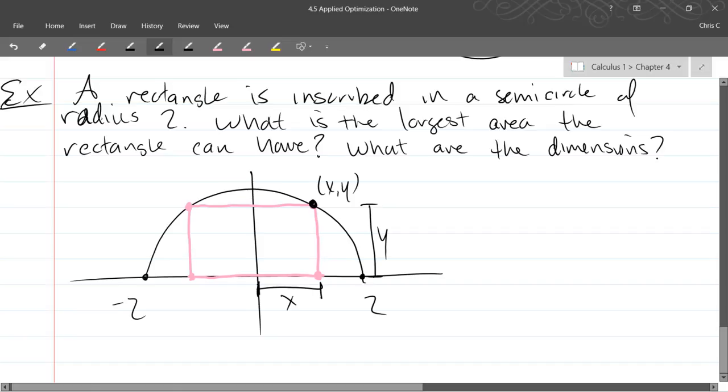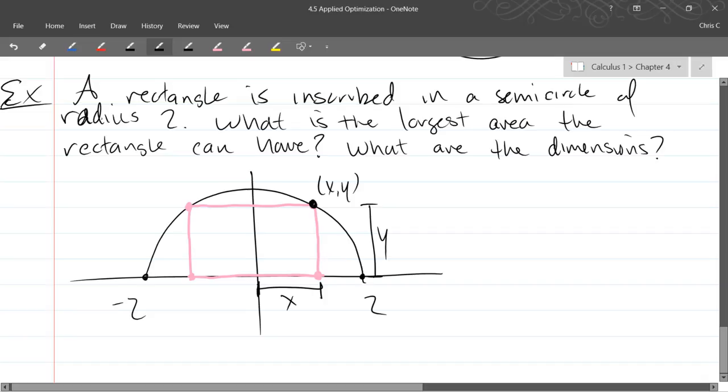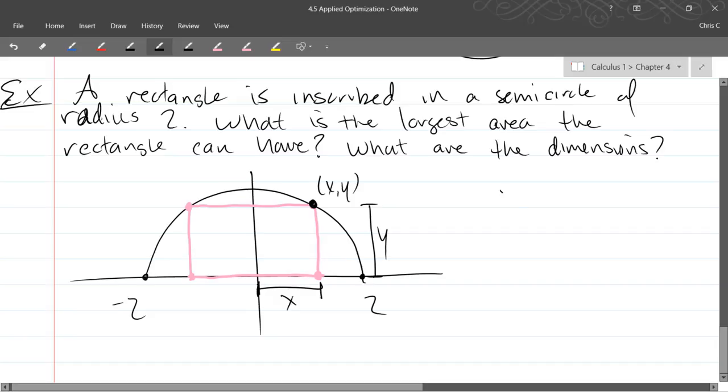How do we know if a point is on, this is not the unit circle, but if a point's on a semicircle of radius 2? What equation relates x and y and makes a circle? Is it x squared plus y squared equals 2? Almost. So we do have x squared plus y squared equals what number? Equals 4, or 2 squared.